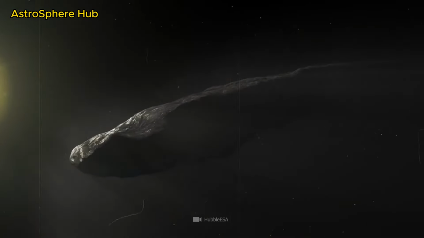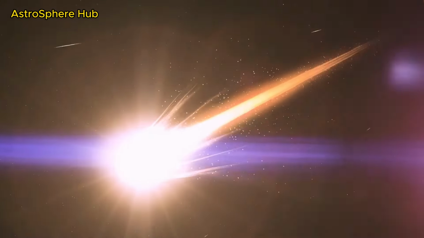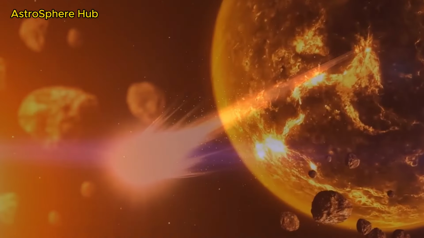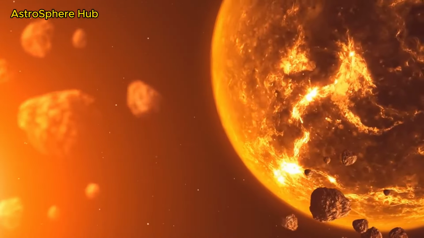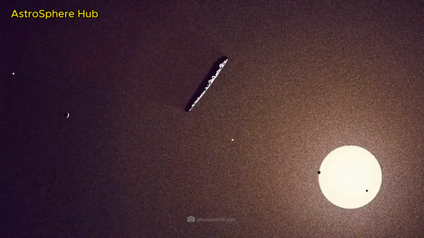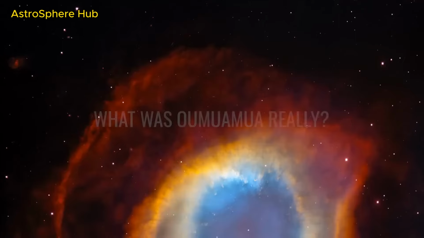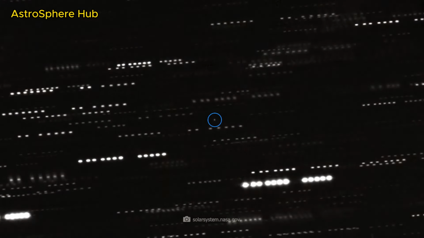The idea that Oumuamua could be an alien probe reflects our collective fascination with the unknown and the possibility of intelligent life beyond Earth. However, it also serves as a cautionary tale about the importance of rigorous scientific research. Speculative theories, while interesting, can divert attention away from more plausible explanations.